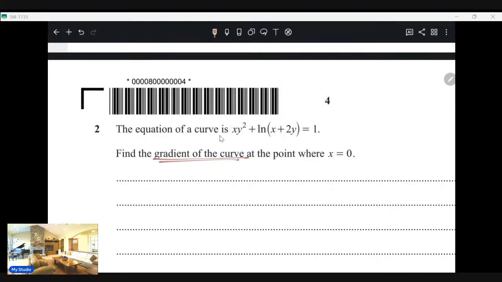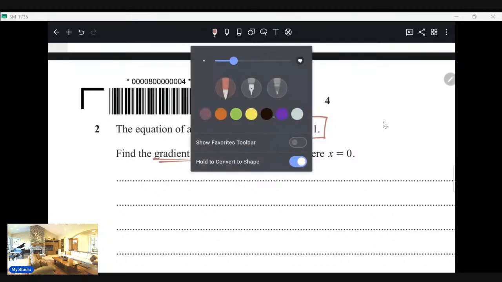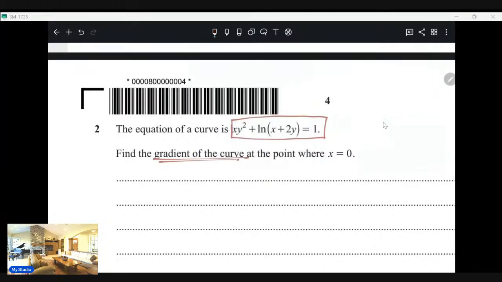And look at this equation, people. What type of an equation is this? Can you make y the subject here? Can you make y the subject? No, you can't. Right? So this is an implicit equation. Do we all agree? This is an implicit equation. So let's see how we differentiate implicit equations.